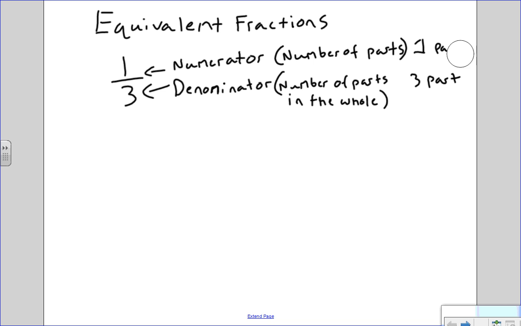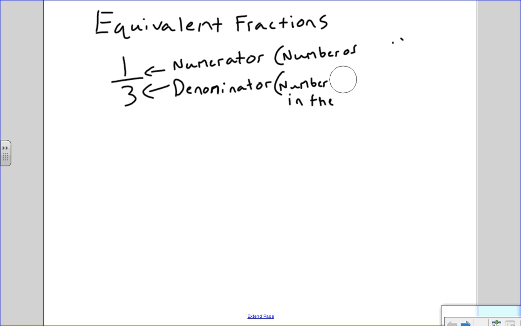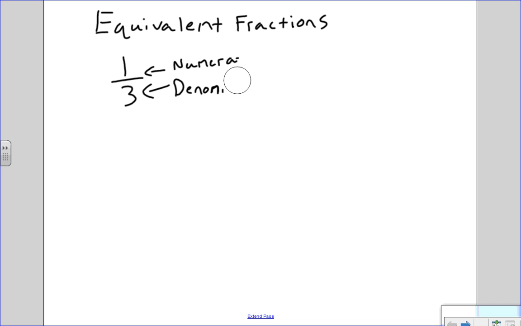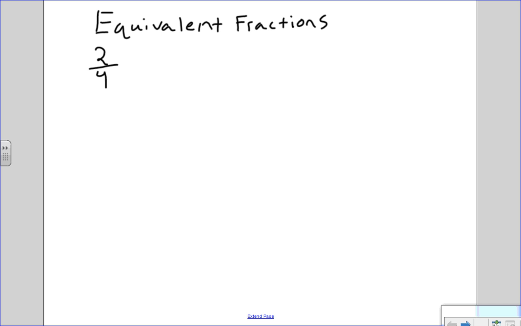So when we talk about equivalent fractions, you might be asking yourself, what is an equivalent fraction? Equivalent fractions are fractions that represent equal values. So if I have, let's say, 2/4 and 1/2, those are two equivalent fractions because they represent the same value. In this instance, they both represent 50%, or obviously 1/2 of a whole. So let's take a look at this in more of a model.